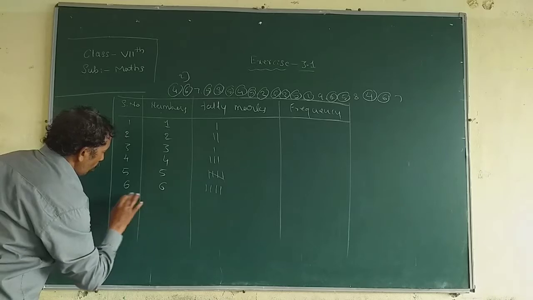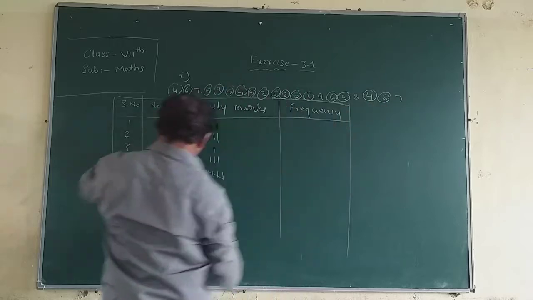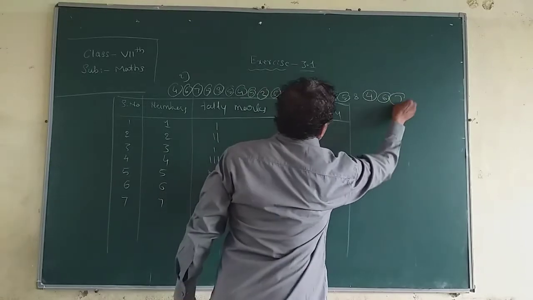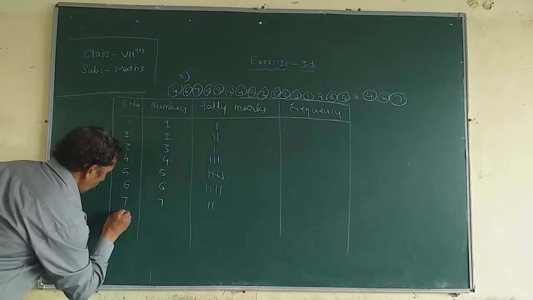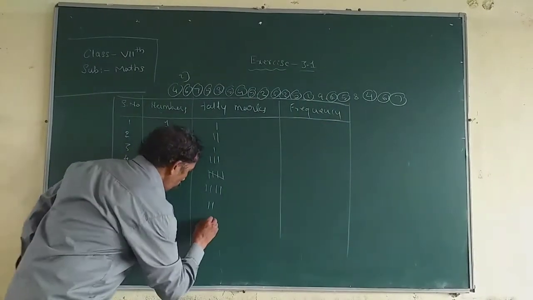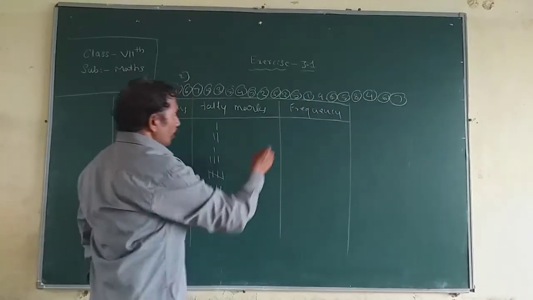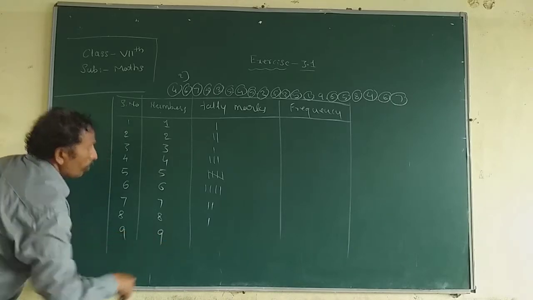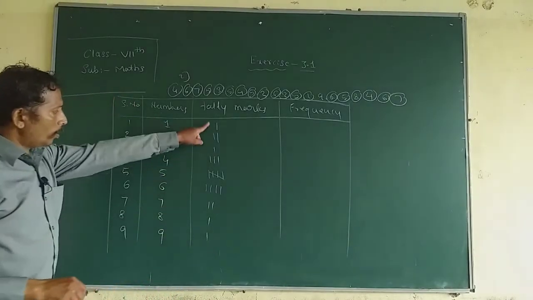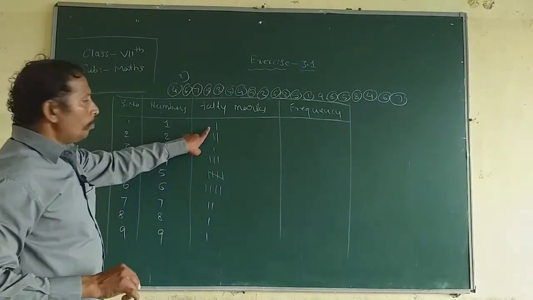Then number 7. 7 appears 2 times. Put 2 tallies. Then circle 7. Then 8. 8 appears only once. Put 1 tally. And then circle number 8. Next, the last number is 9. 9 appears only once. So put 1 tally. These are the tally marks. Then frequency. Count the number of tallies.